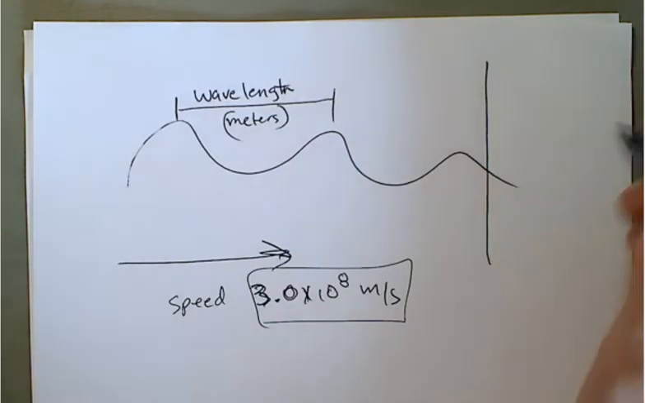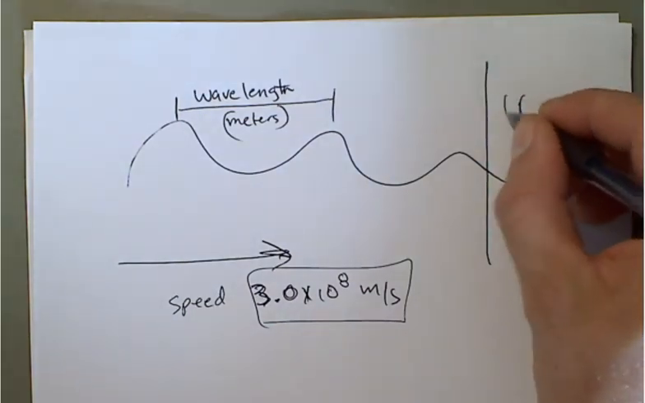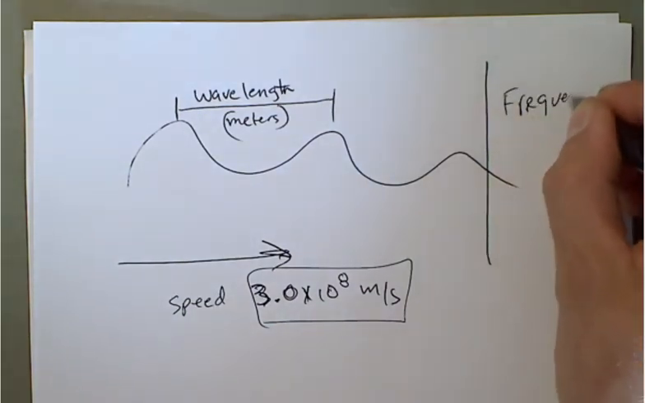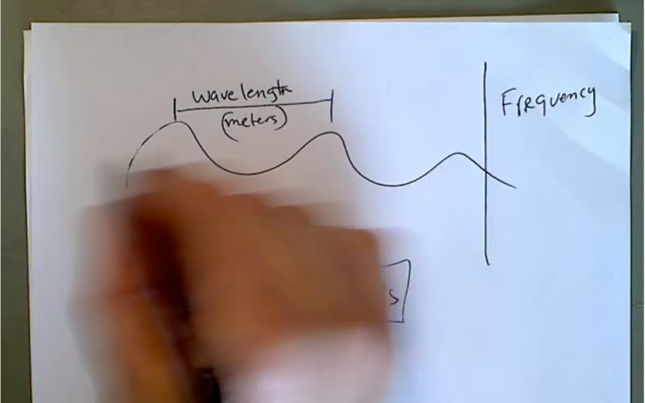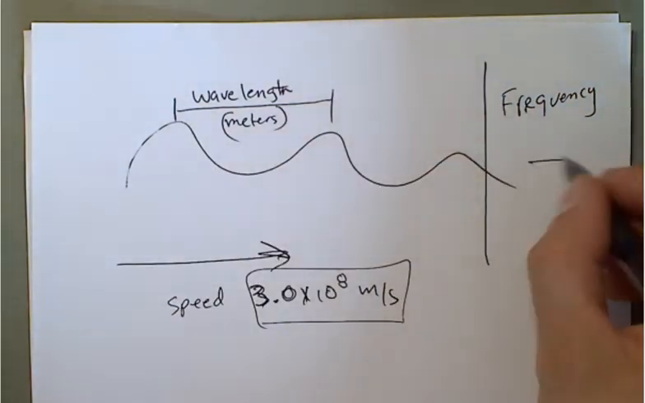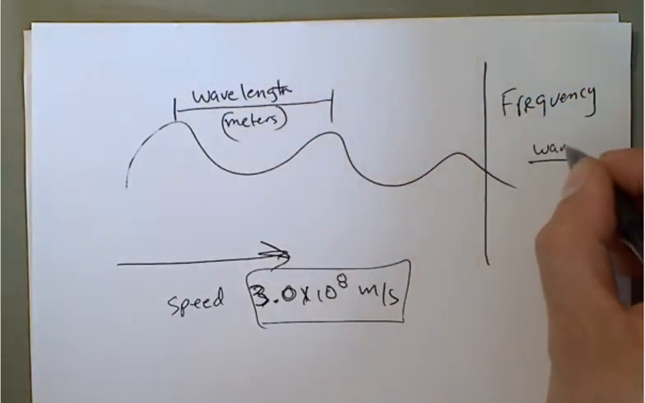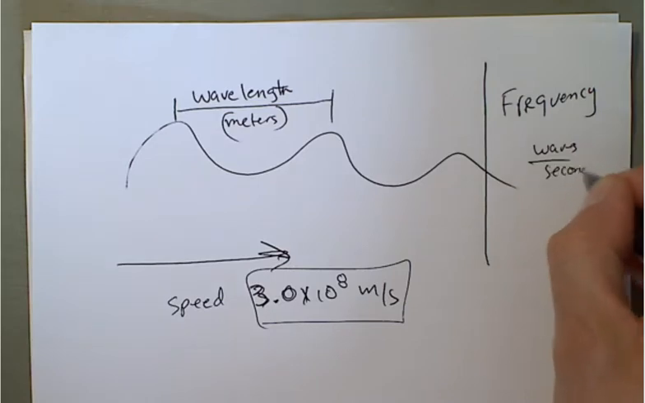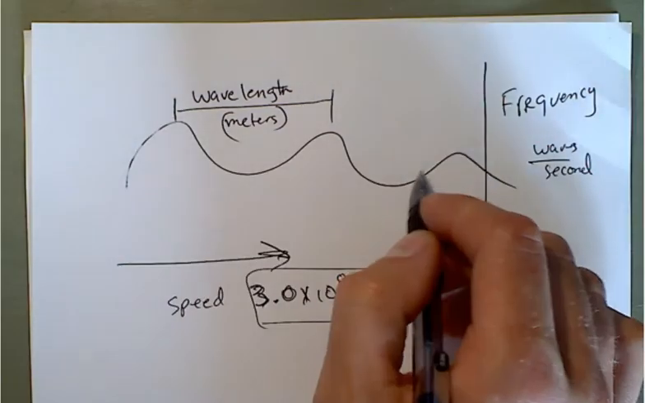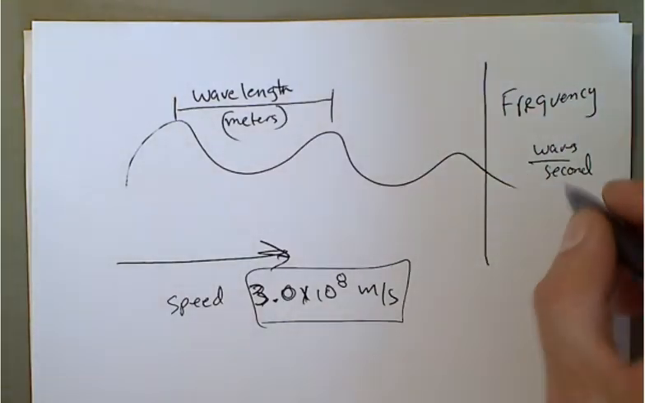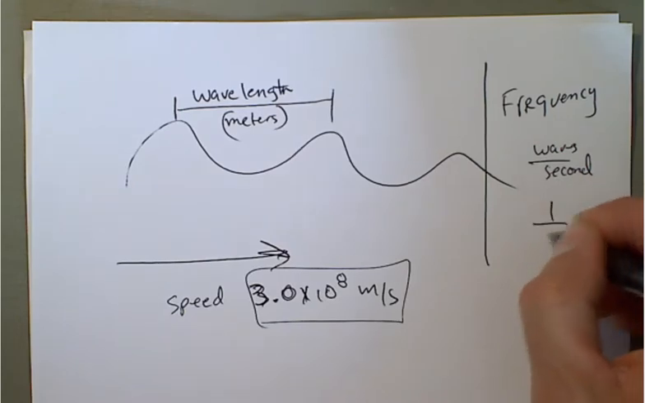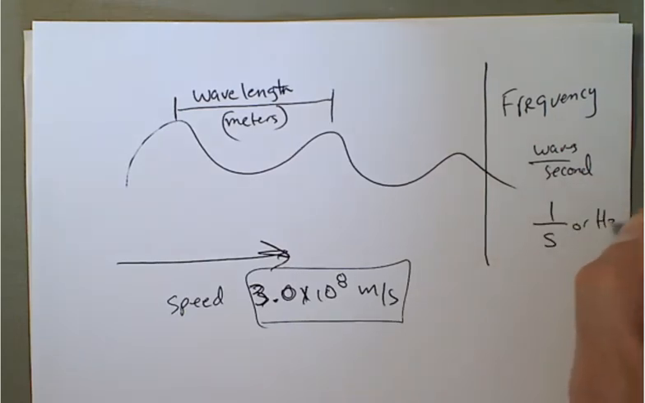And then we also have finally frequency. And the frequency is, sorry about my handwriting, guys, how many of these bumps pass a point in a second. So basically it's waves per second. And so let's say that in 1 second, these three bumps pass this point. Well, then it has a frequency of 3, and that would be 3 hertz. So waves per second is also 1 over s, or also called hertz.